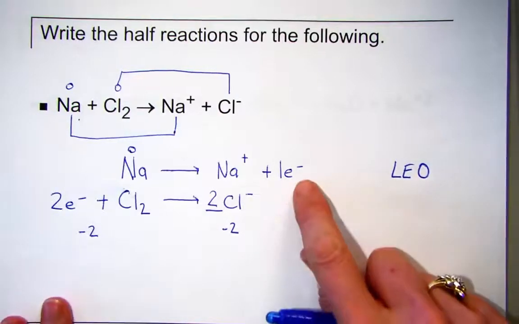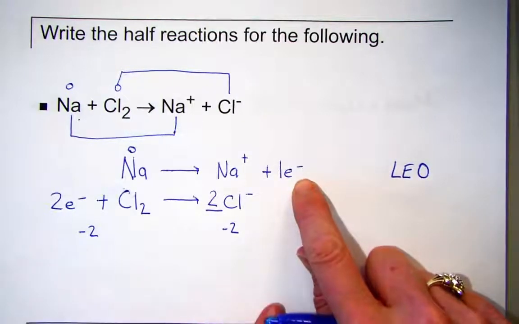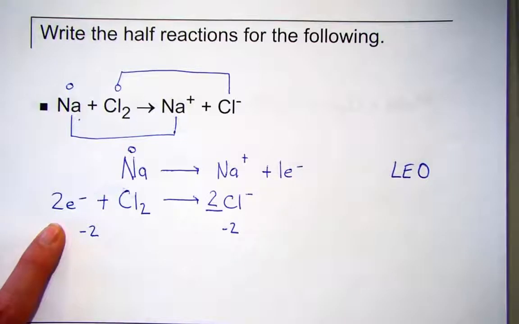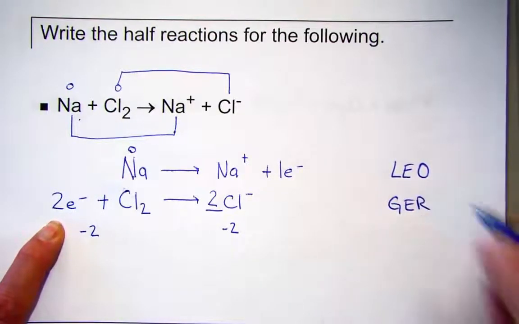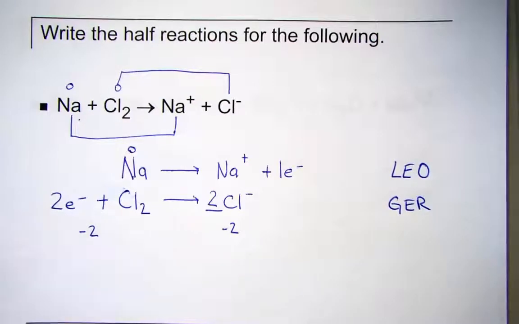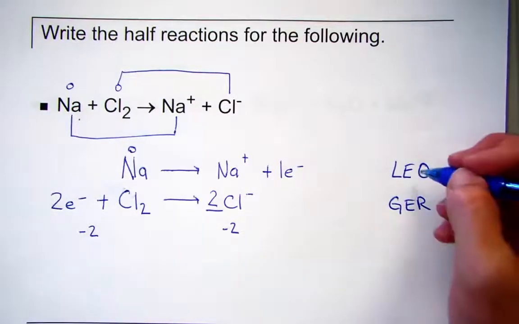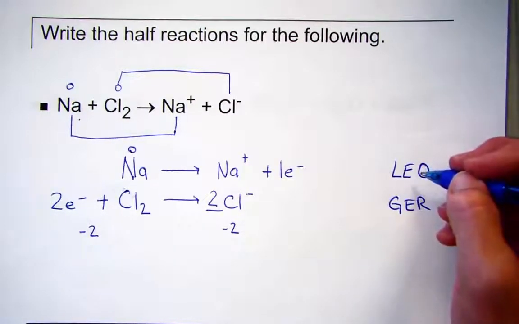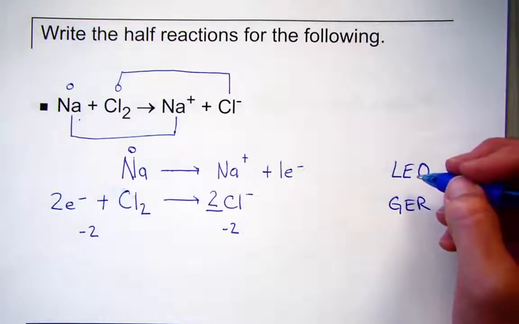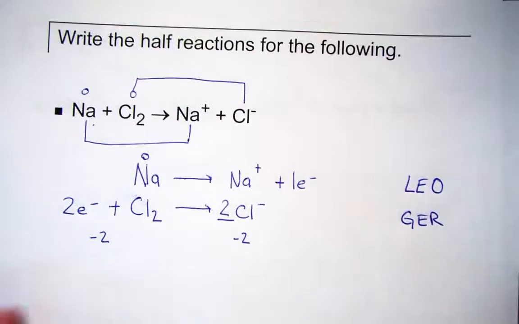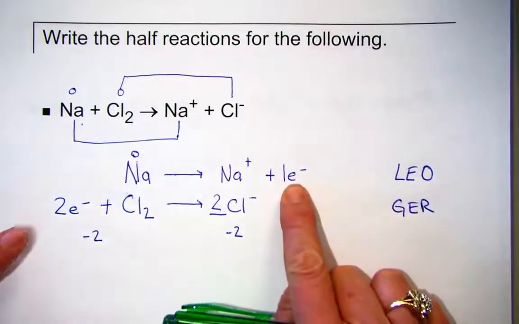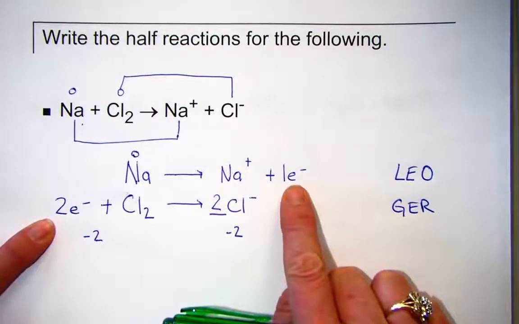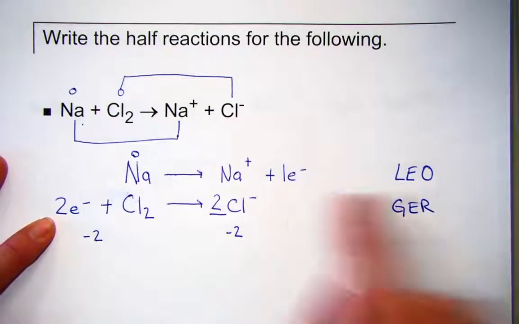And I can see that if the first half reaction lost electrons, the second half reaction has to gain, because wherever there's a Leo, there's got to be a Gur. The game now says Leo, the loss of electrons, has to be the same number of electrons lost as electrons gained. In the first half reaction, I lost 1. In the second half reaction, it gained 2.